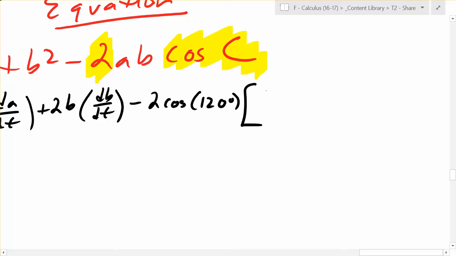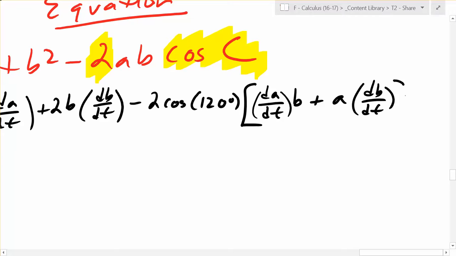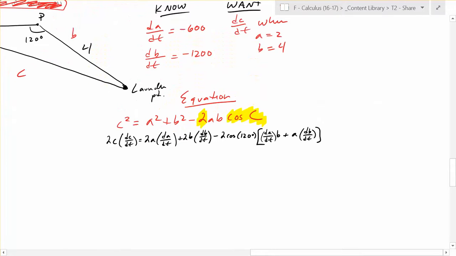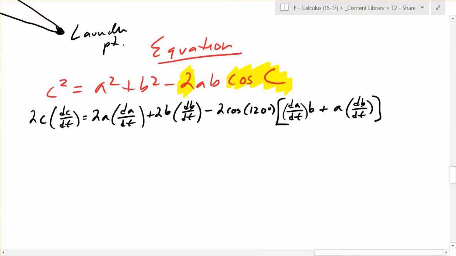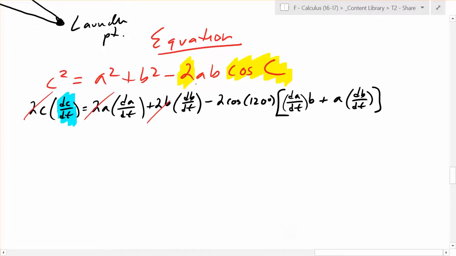So what's that going to be? dA dt times b plus a times dB dt. Exactly. So which one are we trying to solve for, by the way? Which one do we want? dc dt, right? We want this one. So we're going to need to plug in values for everything else. First of all, what could we cancel in all of this? The 2's go away, right? The 2's go away. What's cosine of 120 degrees?